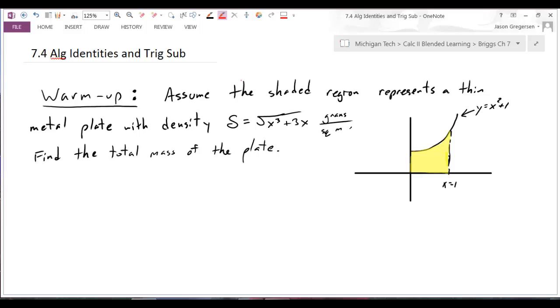All right, so we have this region. It represents a thin metal plate. We're given a density. The density is grams per square meter. So what do I need to multiply this by to get grams? Square meters, right? Some sort of area piece. So can I take density times area, and that should give me my grams? That should give me my mass?